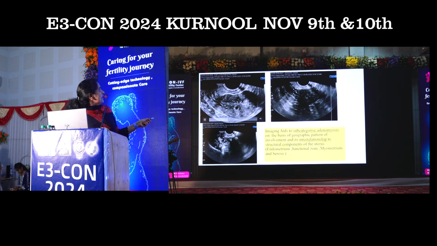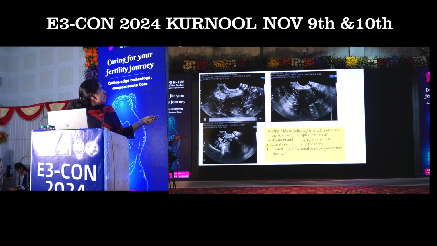Outer serosa is clear, so the entire junctional zone is irregular. You do a sweep on an axial imaging and you can confirm the same. Irregular junctional zone with presence of cysts in the subendometrial zone.